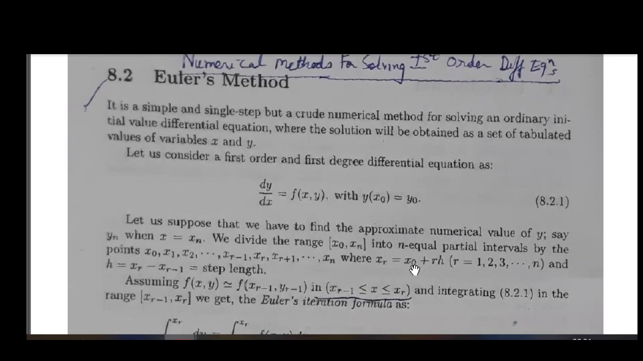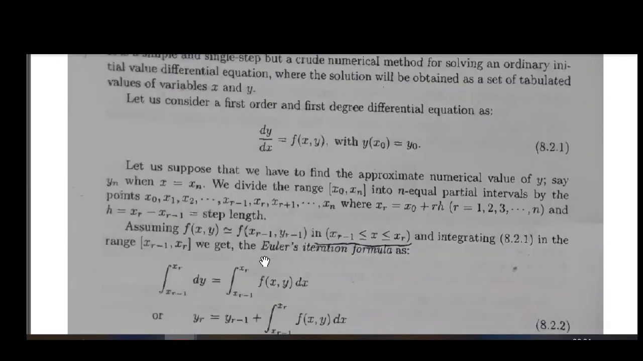If I take xr equal to x0 plus rh, then we will apply an assumption. What is the assumption here? This f(x,y) is approximately equal to f of xr minus 1, yr minus 1. That is, the value of f(x,y) is approximately equal to the functional value at the point xr minus 1, yr minus 1, where you are taking x to vary within the range xr minus 1 to xr.